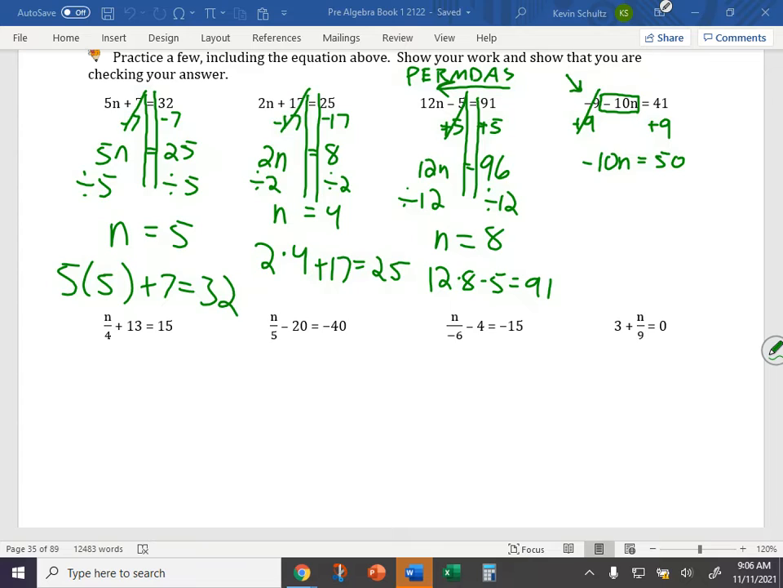Okay? Jeffrey? Sure. So now we've got -10n equals 50. What are we going to be doing to solve? Divide by what? -10. Okay? Divide by -10. Because a -10n divided by -10 equals +n, and 50 divided by -10 equals a -5.